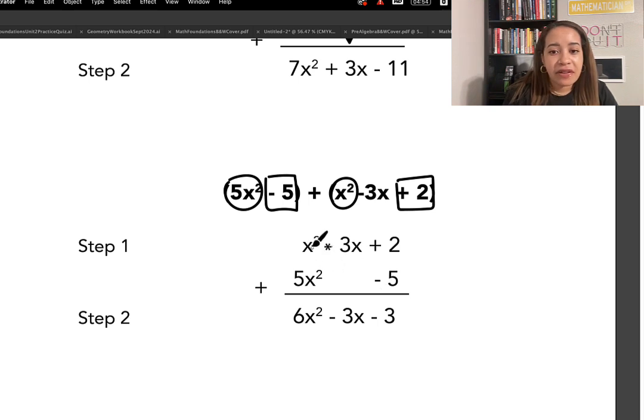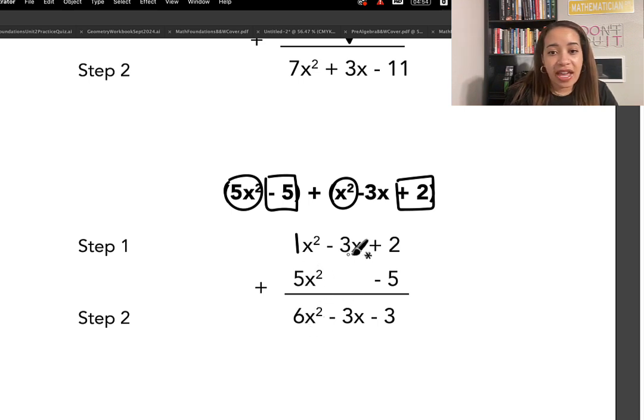So I stacked up 5x squared with x squared. Our negative 3x was all alone, did not have a matching term in the other polynomial. And finally, our positive 2 does match our negative 5. Those look alike, so I stacked those up as well. Again, in this problem, I do not have a number in front of my x squared, so that's an invisible 1. 5 plus 1 gives us 6, so we get 6x squared.